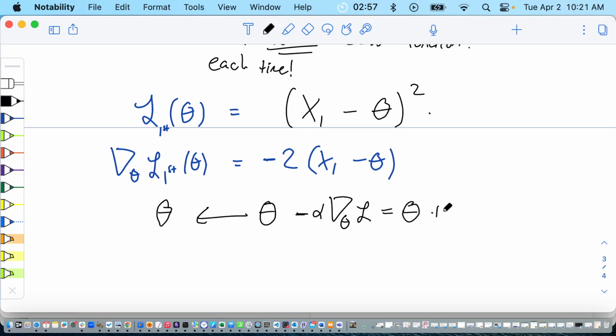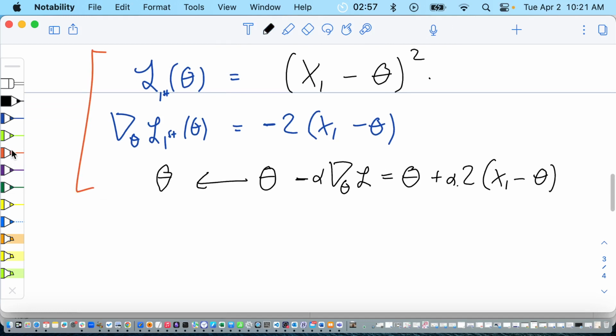So theta plus 2 times x1 minus theta times alpha. Okay. So you see the value of theta gets updated. It gets pushed a little bit towards x1 when you do one gradient descent step with the first loss function. Then we're going to repeat it. So this is like one block. We're going to repeat the block.